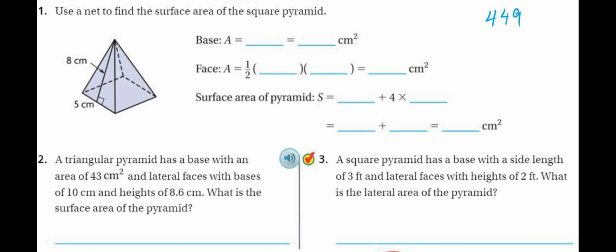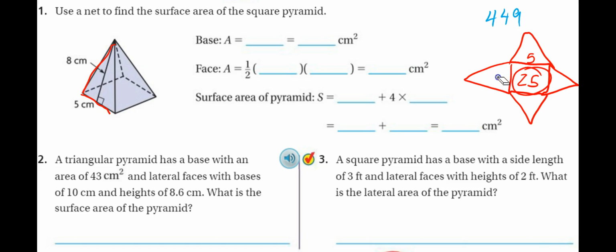Use a net to find the surface area of the square pyramid. So we have a square pyramid, meaning the base is a square. Since it shows me one of these sides is 5, I know all of these sides are 5. So this is a 5 by 5 square, and the area of the bottom is 25. Then I have triangles coming off of each side of this square.